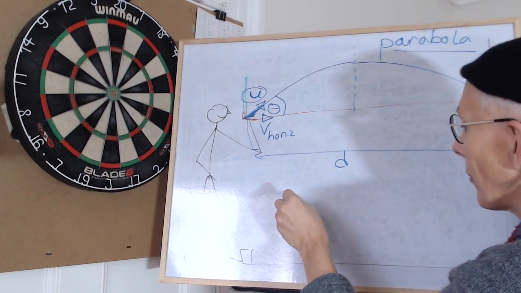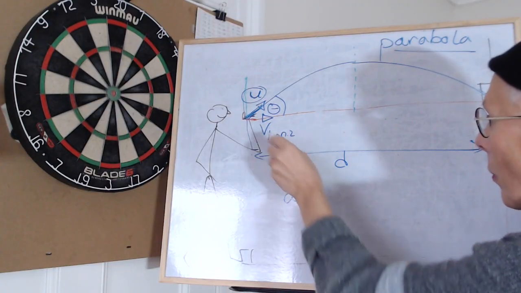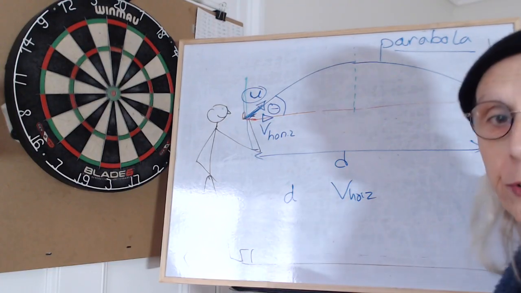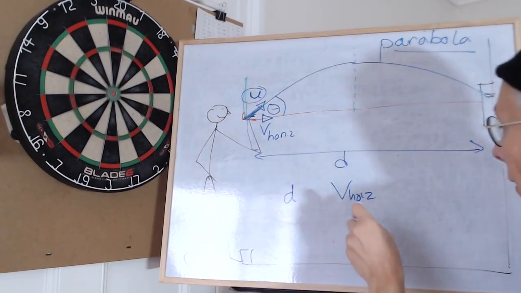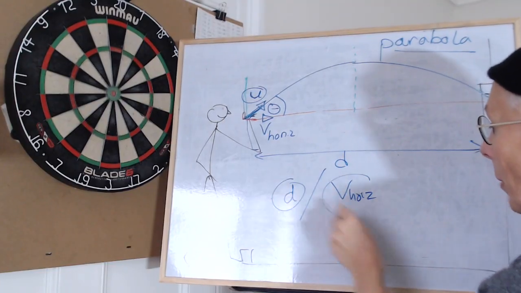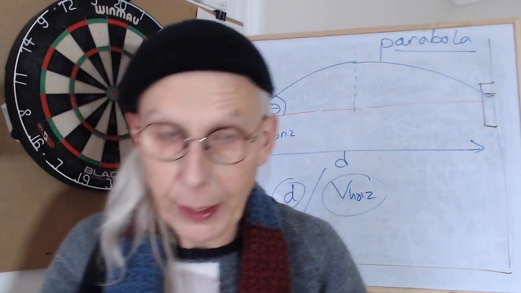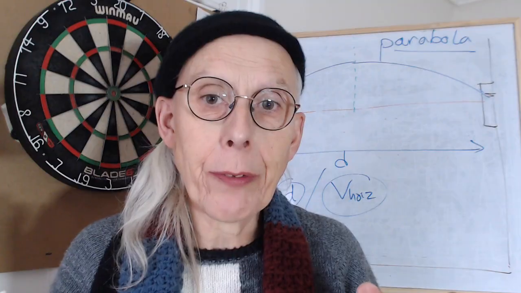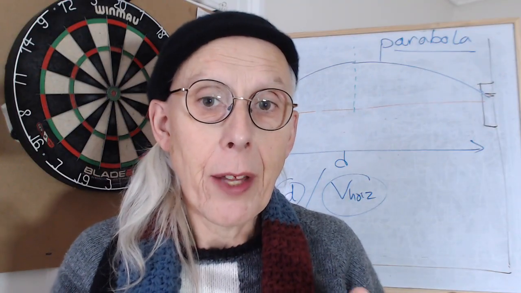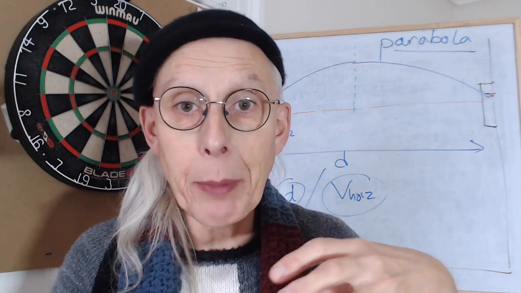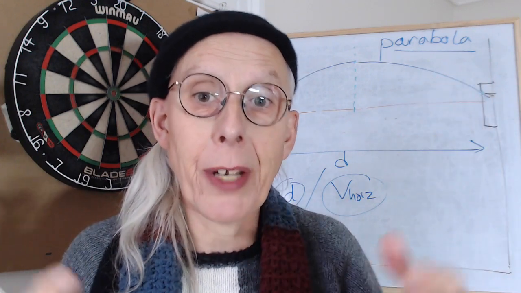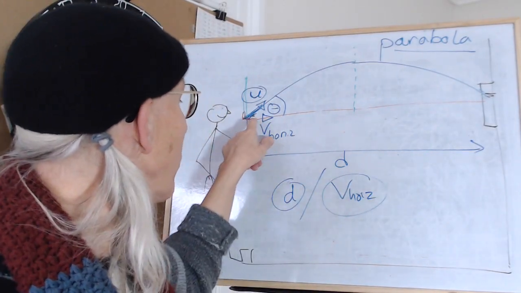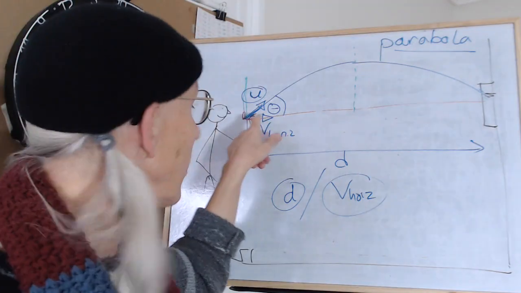But basically, if something is moving over a distance d with this speed v horizontal, then the time it takes would just be the distance divided by the speed. Okay, so if you're traveling at 60 miles an hour and you've got a journey of 30 miles, the time it takes would be the distance divided by the speed. So 30 divided by 60 would be half an hour. Okay, so we can get the time of flight directly from knowing the horizontal component here.